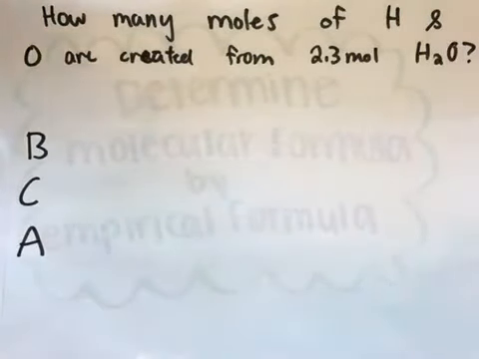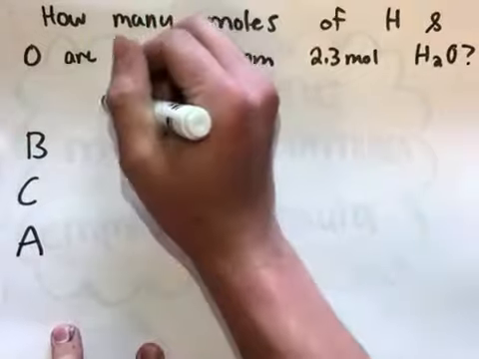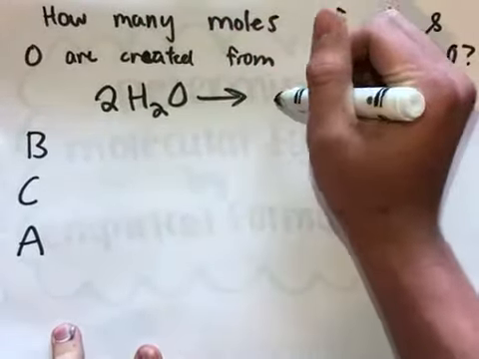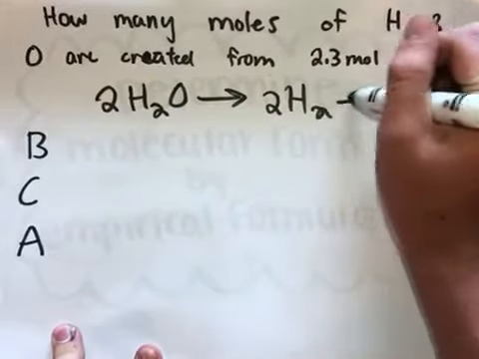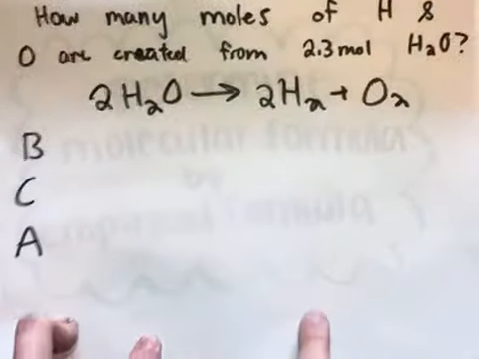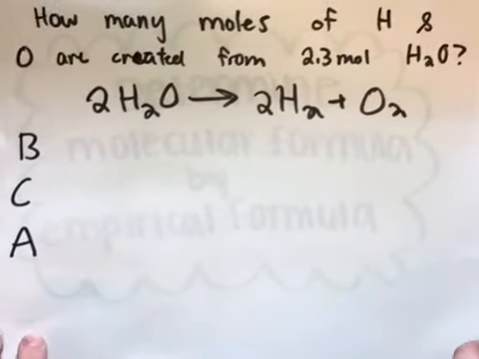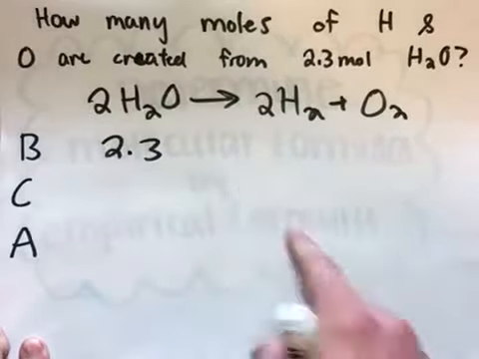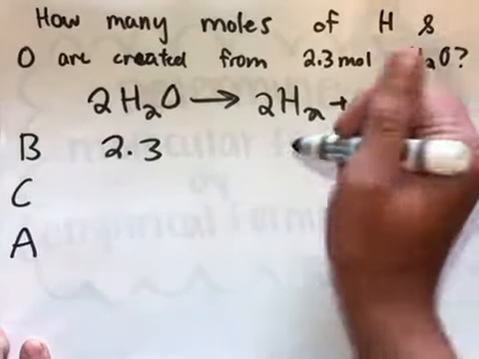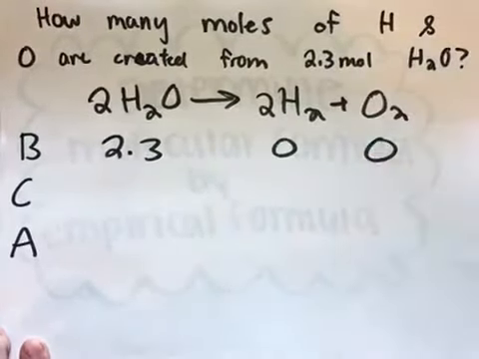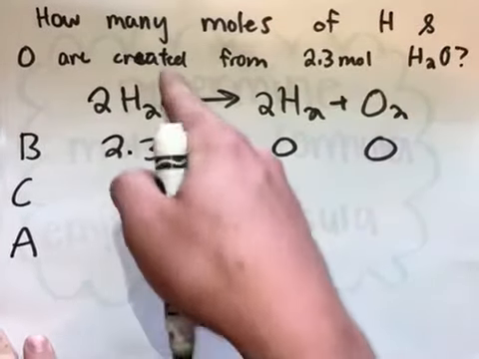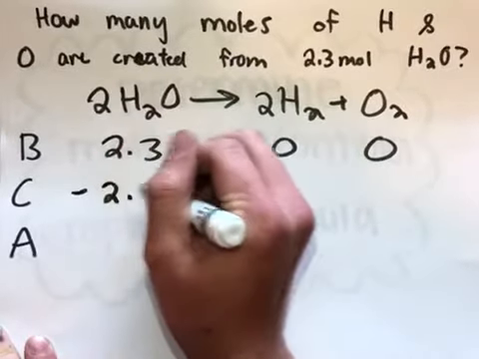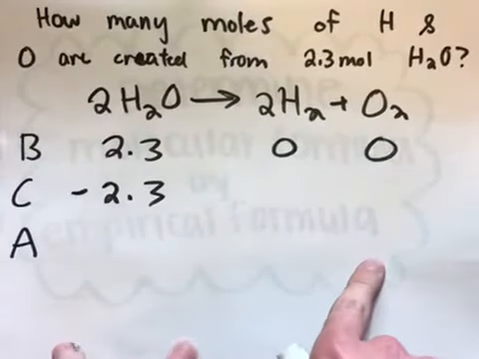For this one, the equation is the decomposition of water, the equation of which is 2H2O turning into 2H2 and O2. The question says that there's 2.3 moles, which means there's going to be 2.3 moles of H2O. And then because the reaction has not taken place yet, there's 0 H2 and 0 O2. When the reaction happens, there will be 2.3 moles of H2O used. So you put a negative 2.3 in the change row.